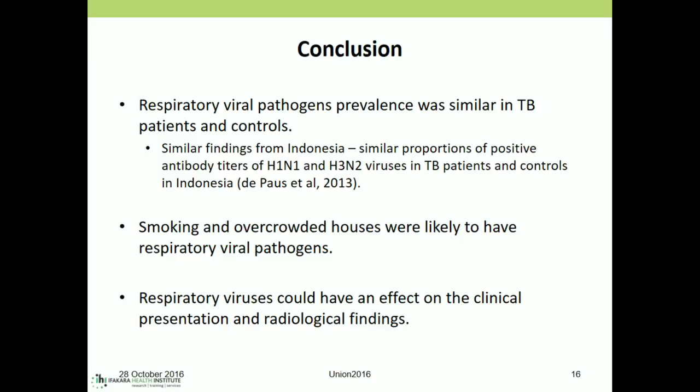So in conclusion, we found that the prevalence or the proportions are the same. This is similar to the study done in Indonesia. But in the Indonesian study, they also looked at IgG and IgM. Although the proportions were similar, it seems that TB patients had an indication of a recent viral infection. That could potentially suggest that viruses play a role in increasing the risk of developing TB. Smoking and overcrowding were likely to be associated with isolation of respiratory viral pathogens. And as I've said, the respiratory viruses could have an effect on the clinical presentation and the radiological findings as I presented.